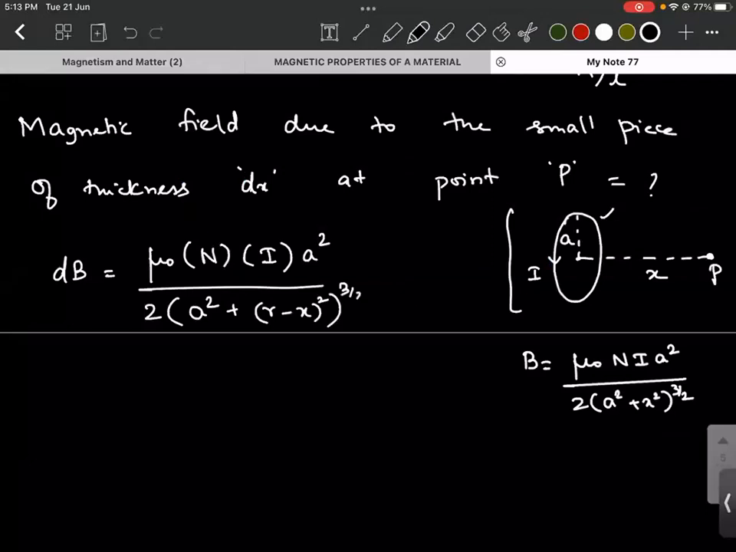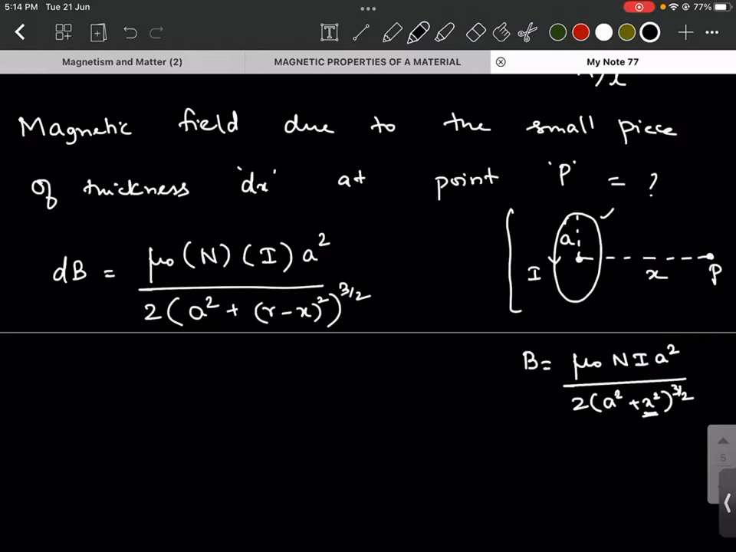Correct? So x is what? x is the distance from the center of the current carrying conductor to the point where you're trying to calculate the field. So mu naught n I a square divided by 2 into a square plus r minus x the whole square, the whole power 3 by 2, is the value of dB.